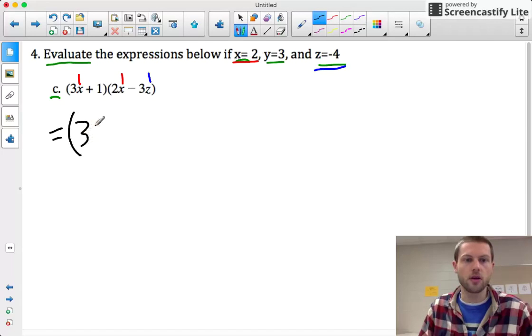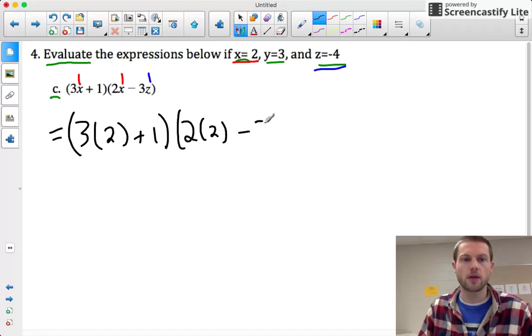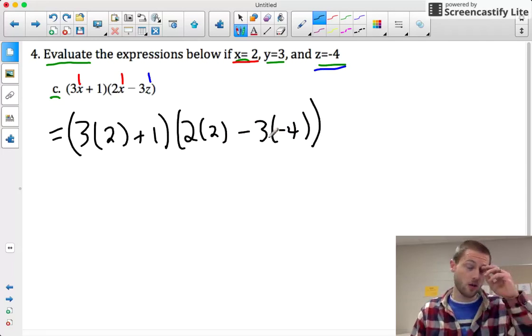I get a 3. And remember, I like to use the parentheses whenever you're substituting in for a variable. So I have (2) in for x, and then plus 1, and then 2, another x, minus 3z. And now I'm just using PEMDAS.